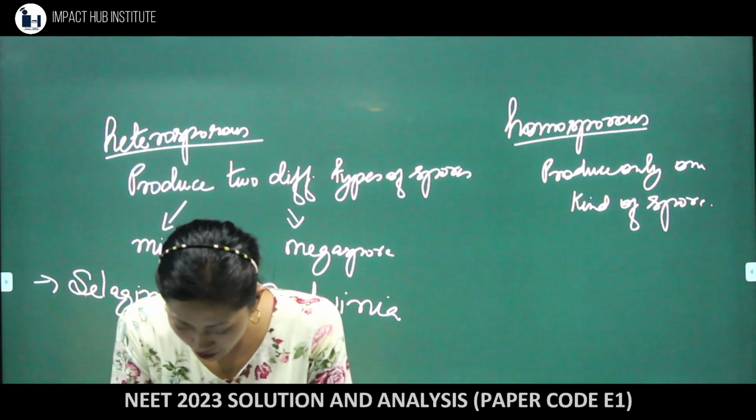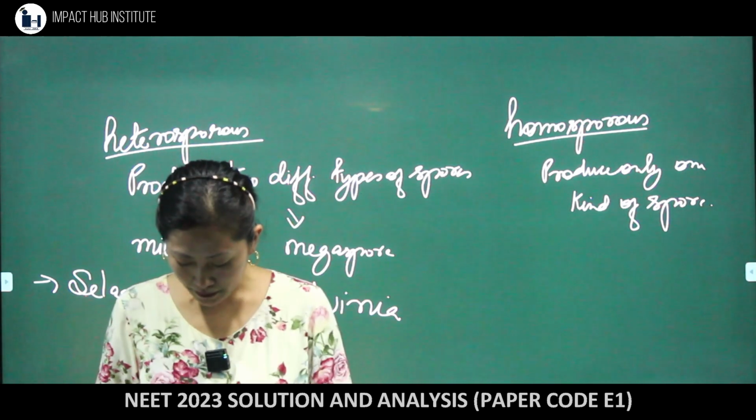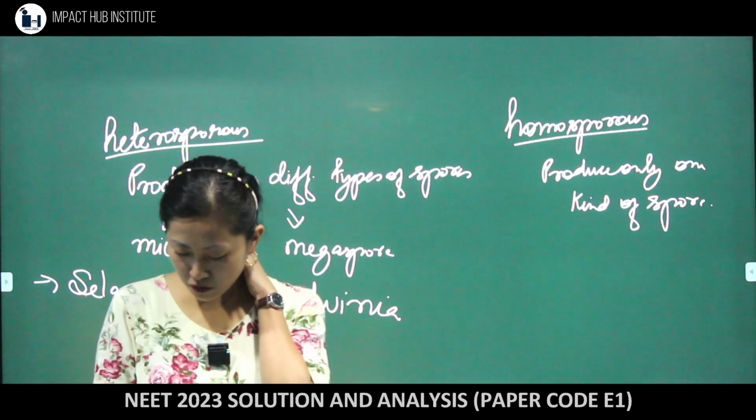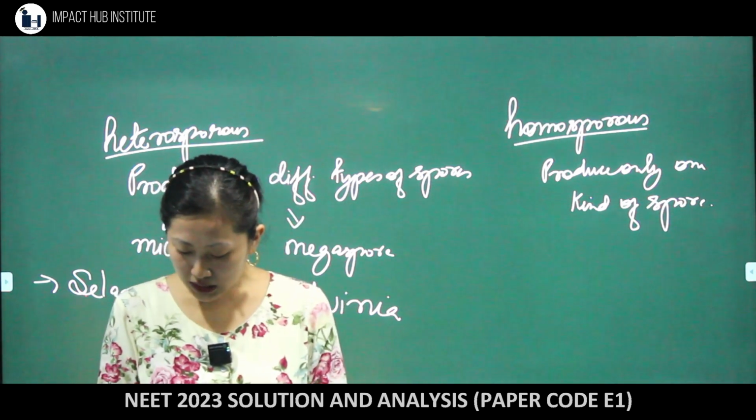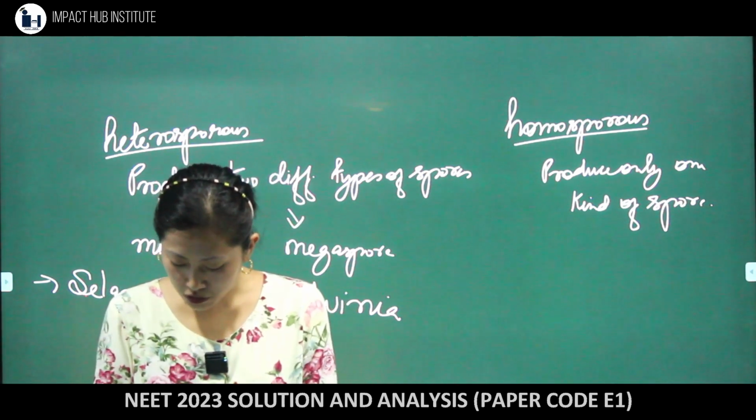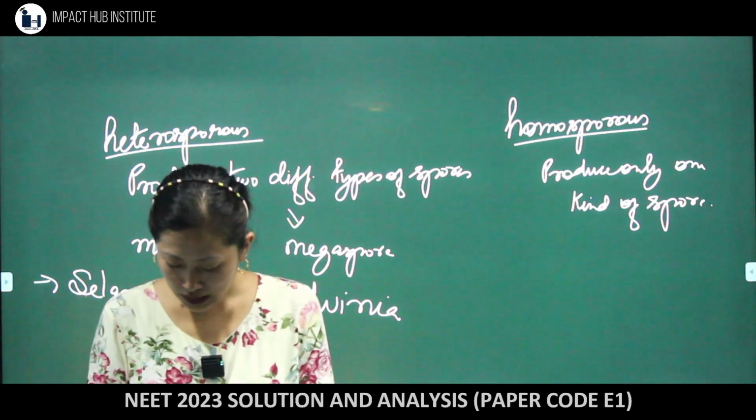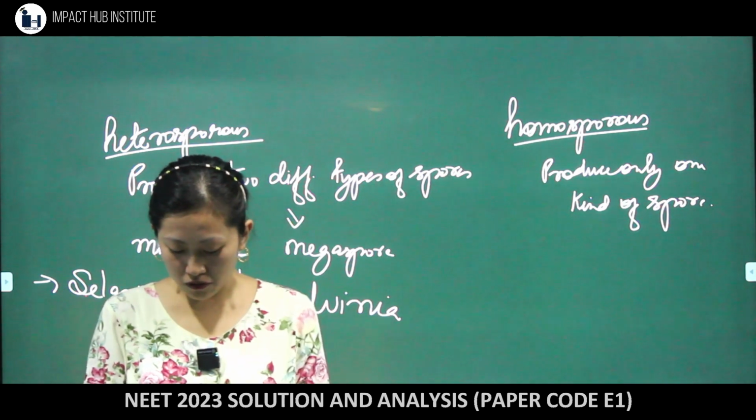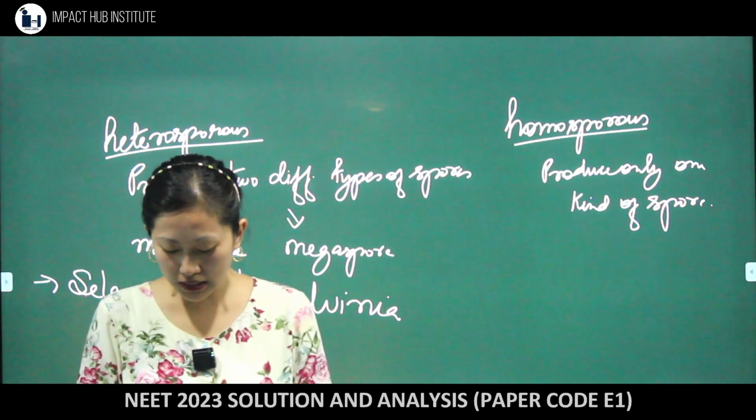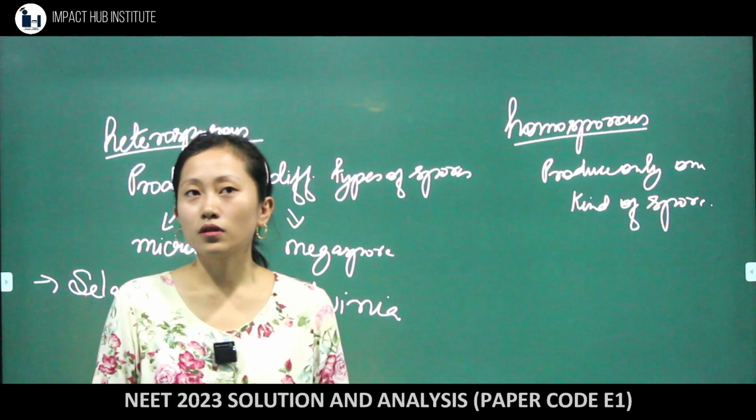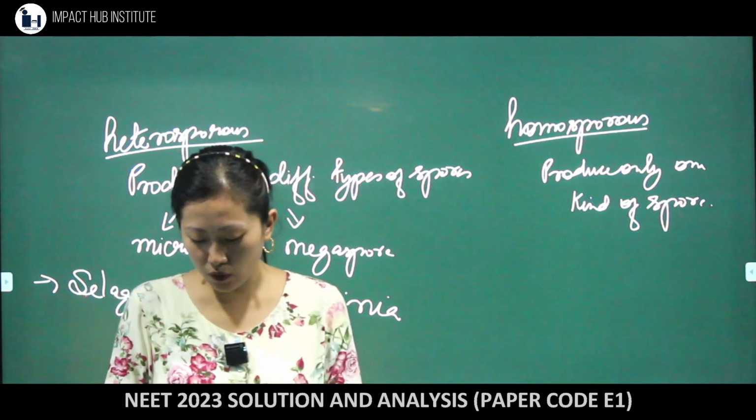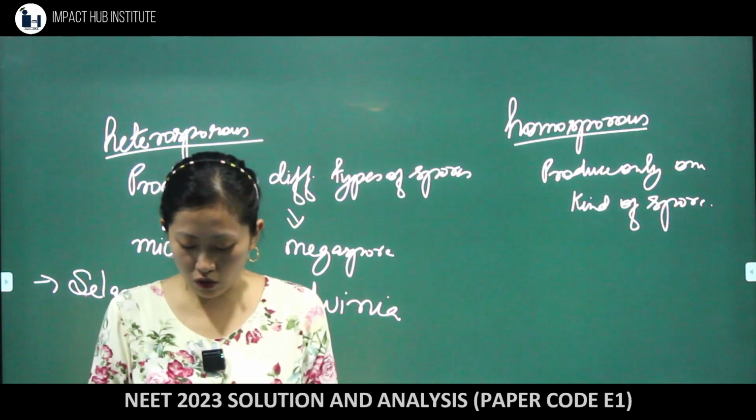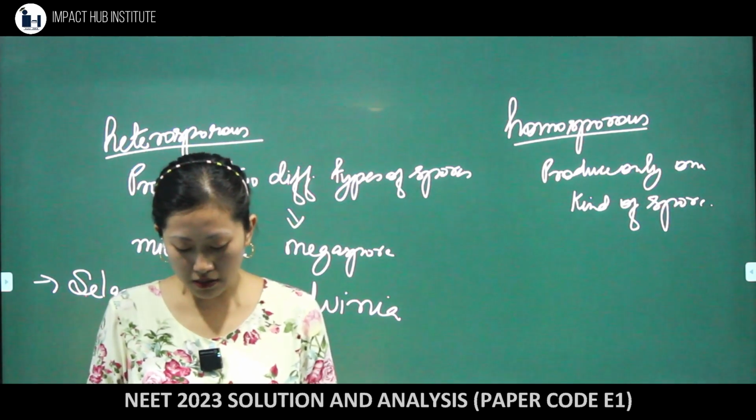Coming to question number 132 from Biotechnology Principles and Processes. The question says, in gene gun method used to introduce alien DNA into host cells, microparticles of dash metal are used. The correct answer is tungsten or gold. So the gene of interest which they want to introduce into the host cell is coated with tungsten particles or gold particles. So the correct answer here is option 3.